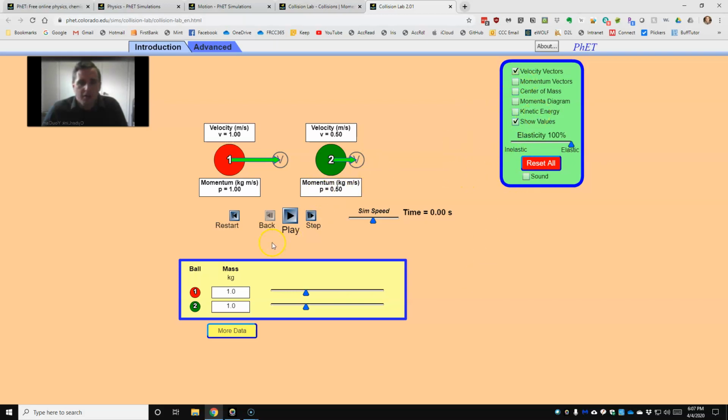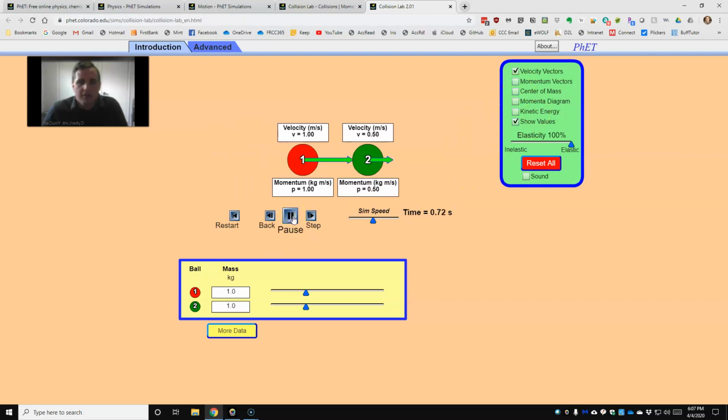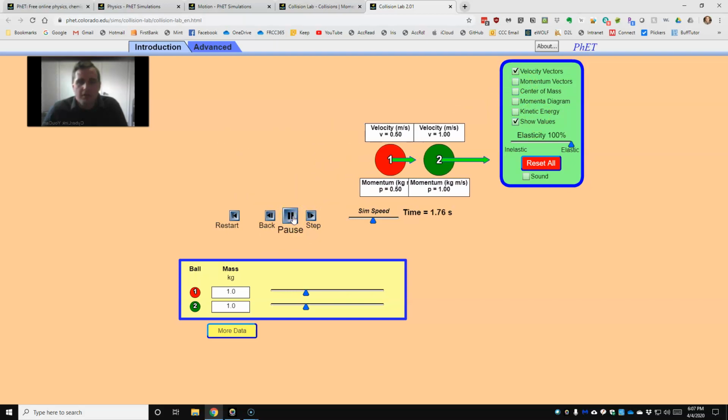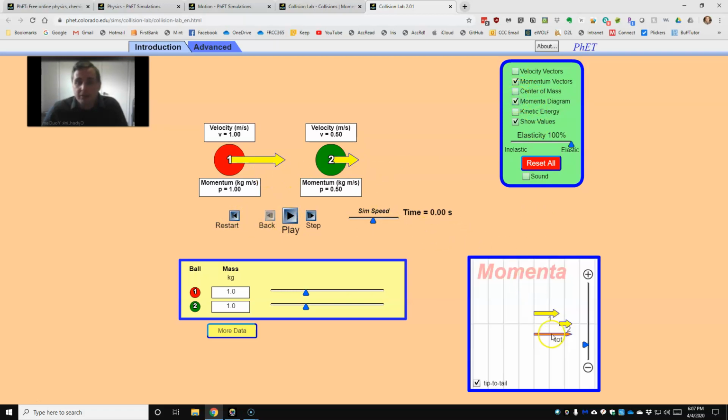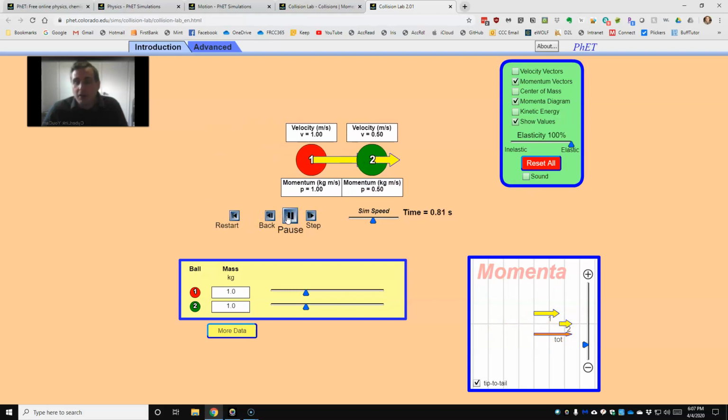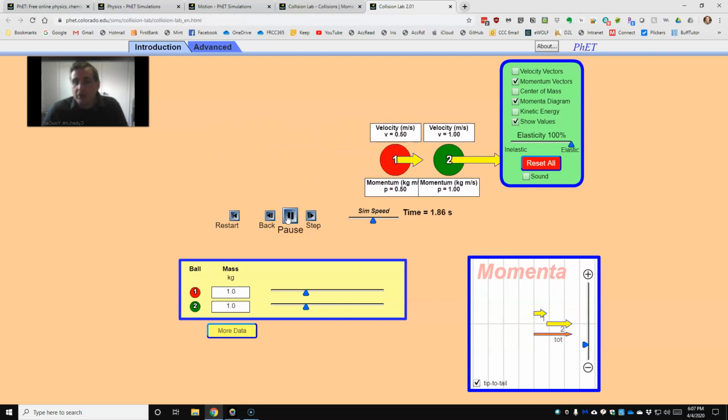Okay, so let's go play. That is what we see. Again, it's the trading of velocities. Let's restart this. Let's instead show the momentum diagram and the momentum vectors. Notice the sum of the momentum vectors should be equal to the total momentum, but notice after the collision, they trade each other's momentum with each other, and we have the same total momentum.